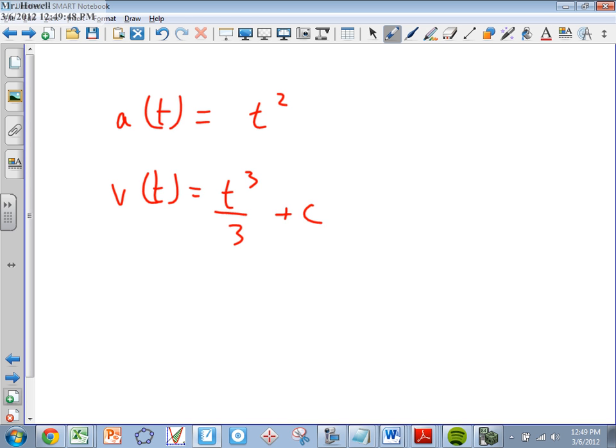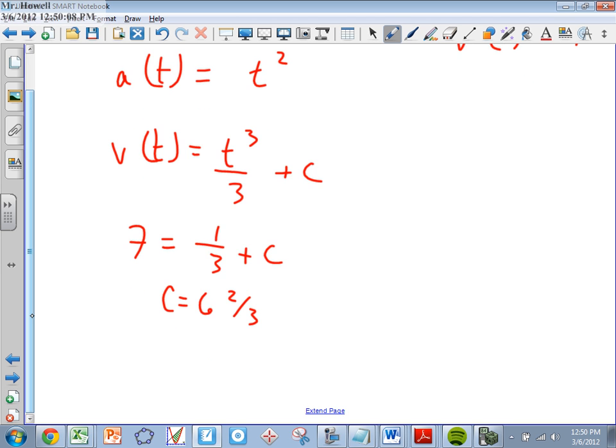Then we have to apply our initial condition, let's say V of 1, or a particular condition in this case. Let's say V of 1 equaled 7. I plug in the 1 here, the 7 here. I end up getting 6.66, or 6 2/3, for C, by subtracting 1/3 from both sides.